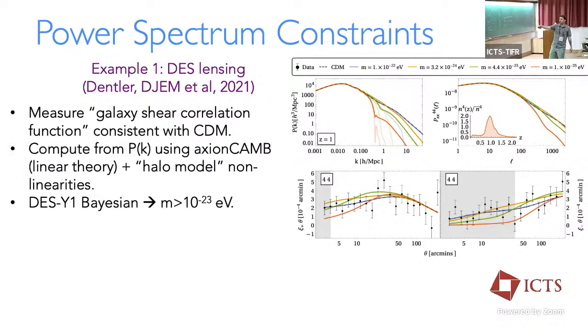And from the DES Y1 cosmic shear in a Bayesian analysis, marginalizing over all the nuisance parameters, you discover that the mass of the particle has to be larger than about 10 to the minus 23 eV if it's going to be all the dark matter.